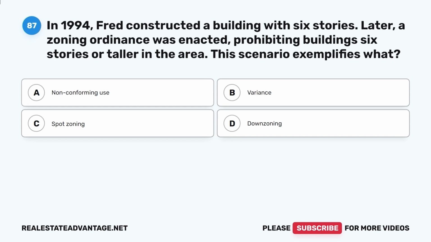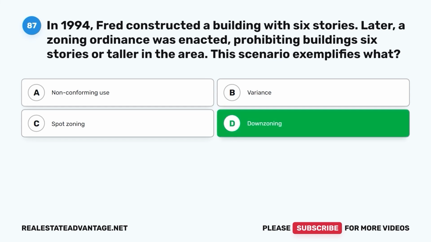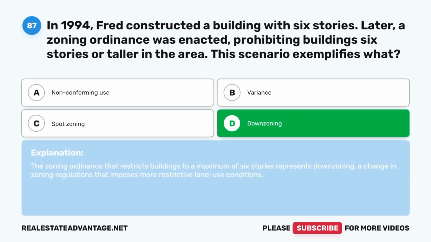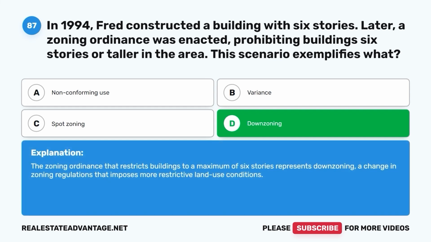This scenario exemplifies what? A. Non-conforming use. B. Variance. C. Spot zoning. D. Down zoning. The correct answer is D. Down zoning. The zoning ordinance that restricts buildings to a maximum of 6 stories represents down zoning, a change in zoning regulations that imposes more restrictive land use conditions.